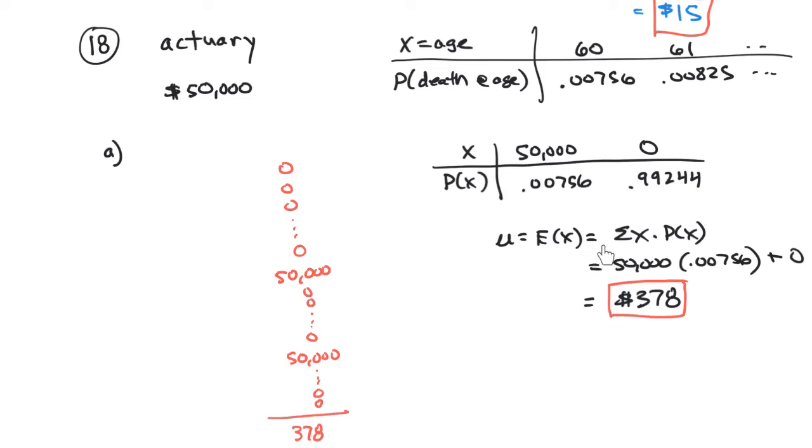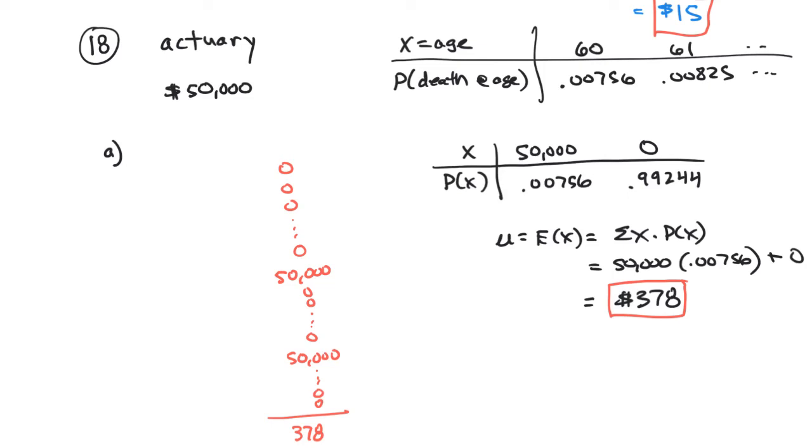The expected value is the amount the insurance company should expect to pay out each year for a customer just like this. Now, they're never going to pay out $378, right? They're going to mostly pay out $0 because most of their clients will live, but occasionally a client will die, so they'll get $50,000. And the average of these, just tons of zeros and an occasional $50,000, the average of all those numbers is 378. So that's what we're finding.